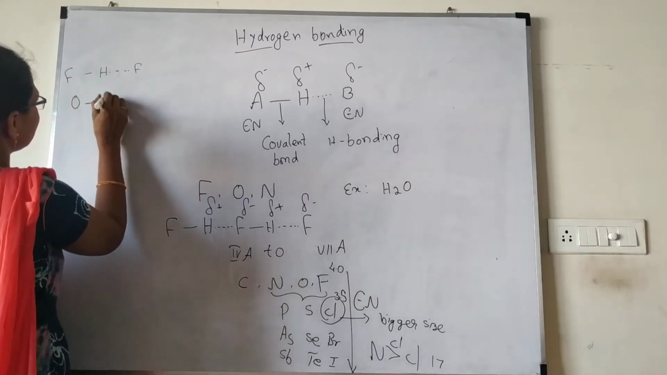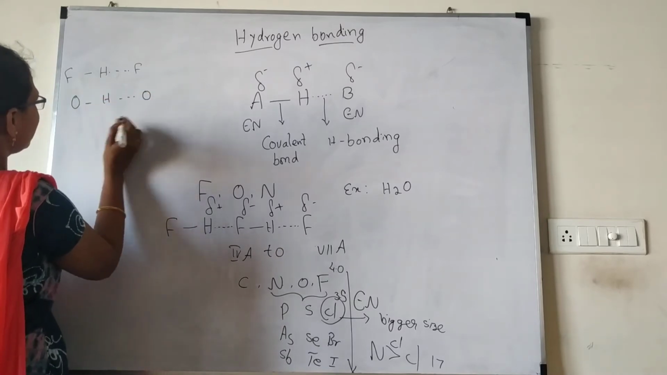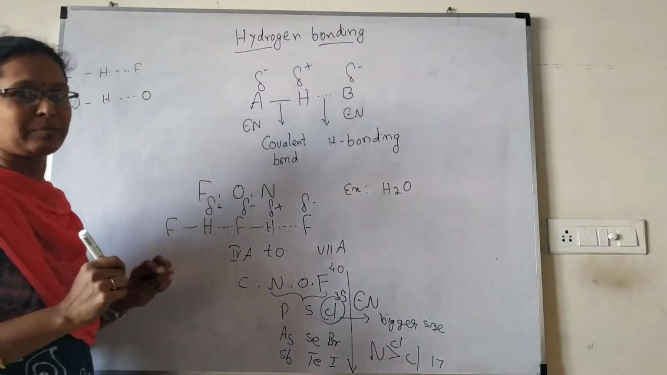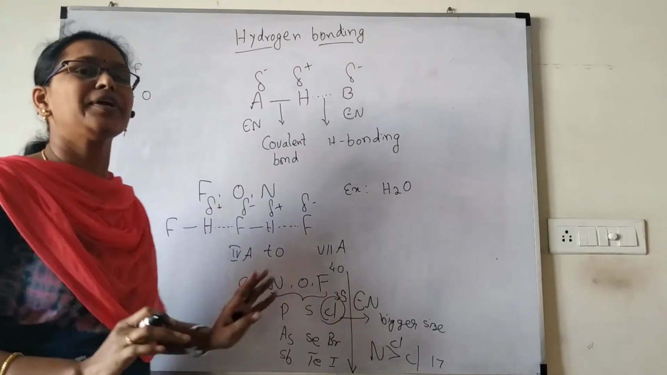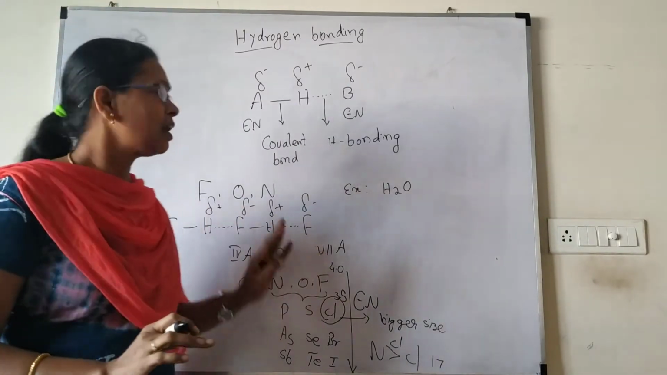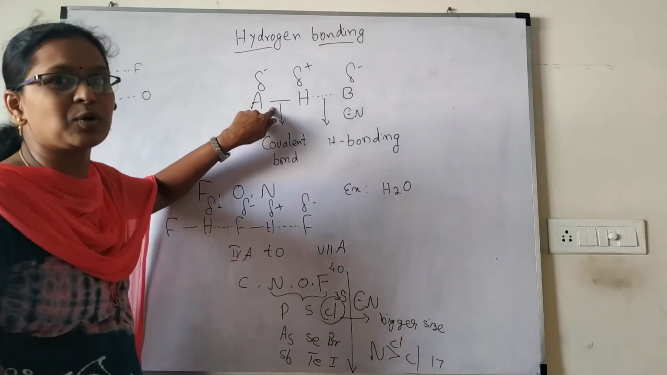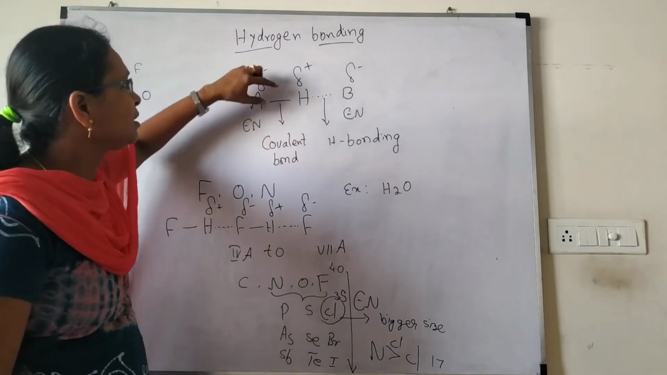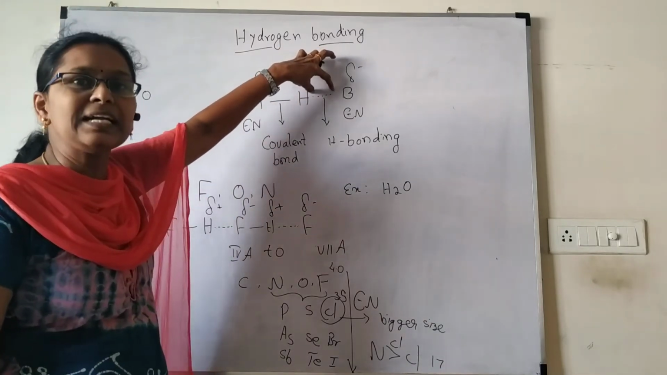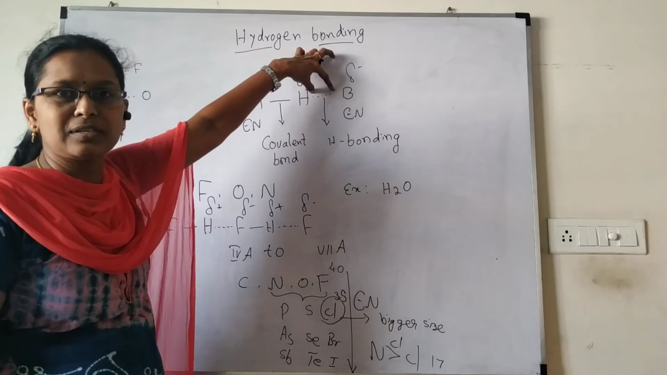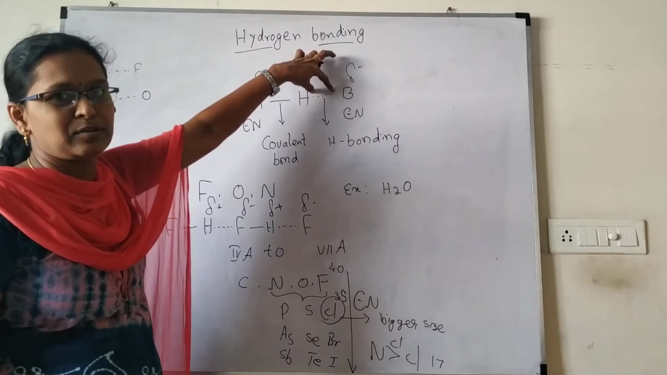Next, you take oxygen, hydrogen bonding. One more thing we have to remember here: the first forming bond should be a covalent bond. Hydrogen bonding has no independent existence. First, it has to associate with a covalent bond. Only by the forming of a covalent bond can a hydrogen bond form. There is no chance of directly forming a hydrogen bond.